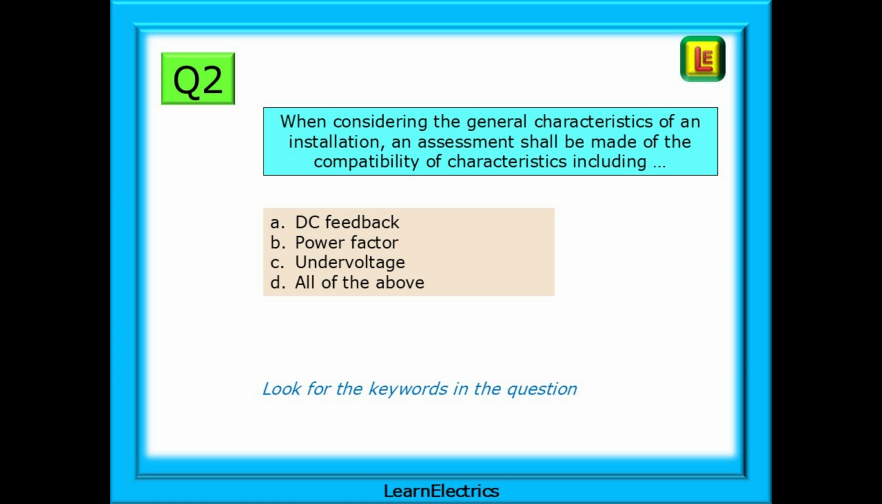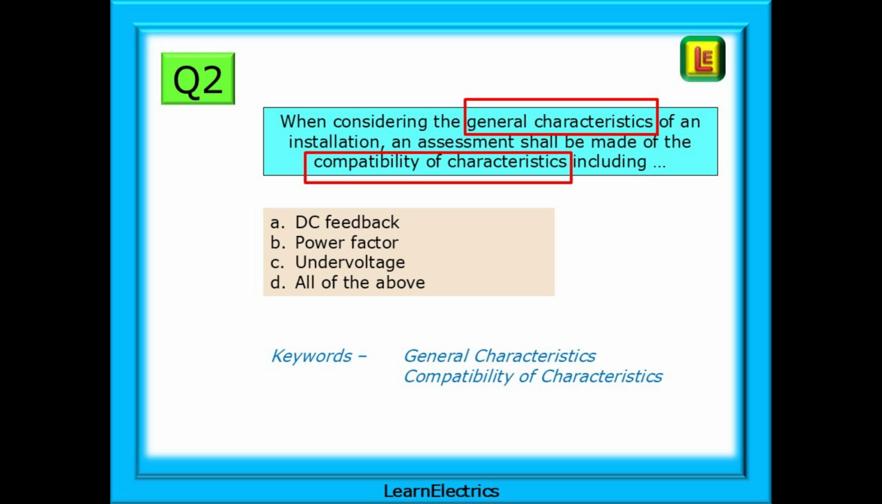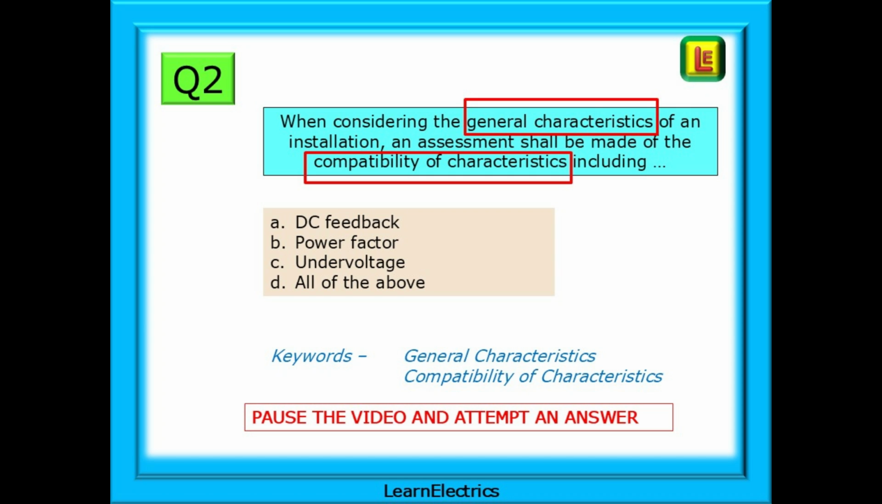When considering the general characteristics of an installation, an assessment shall be made of the compatibility of characteristics, including what? Again, look for the keywords in the question. The keywords from the question here are general characteristics and compatibility of characteristics. With practice, it will become easier to pick out the keywords. Pause the video and attempt an answer.